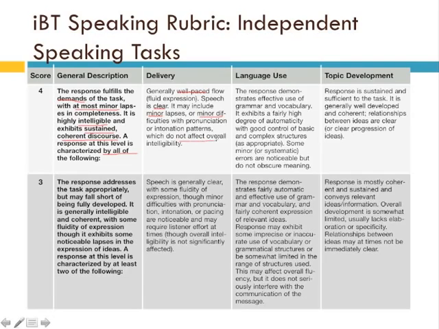But they do not affect your ability to be understood. That's what intelligibility means, that someone can understand you. It demonstrates effective use of grammar and vocabulary, and it exhibits a fairly high degree of automaticity.